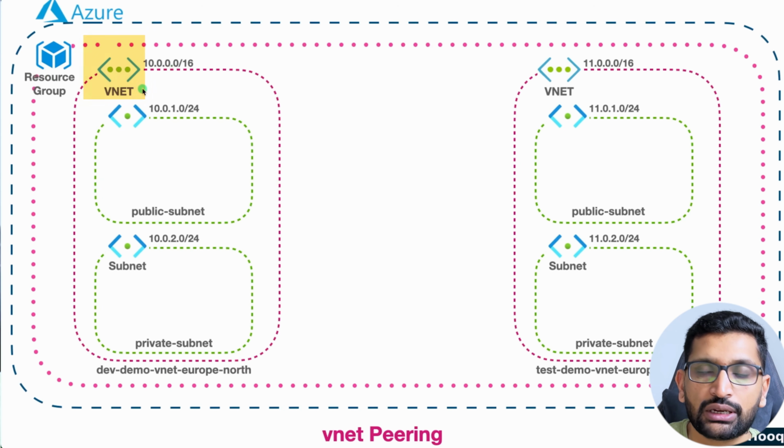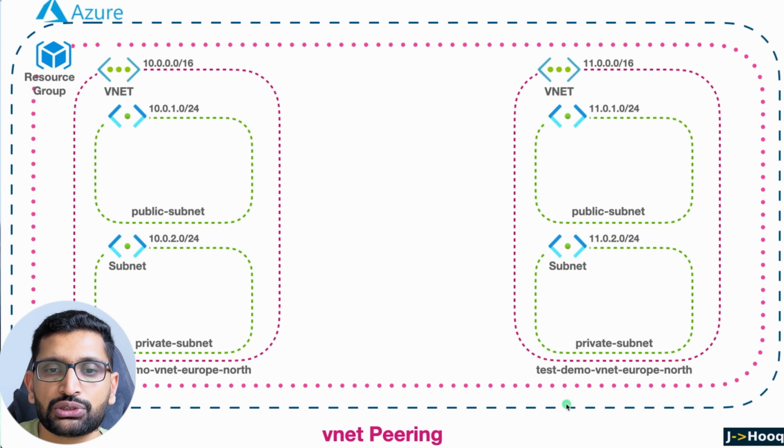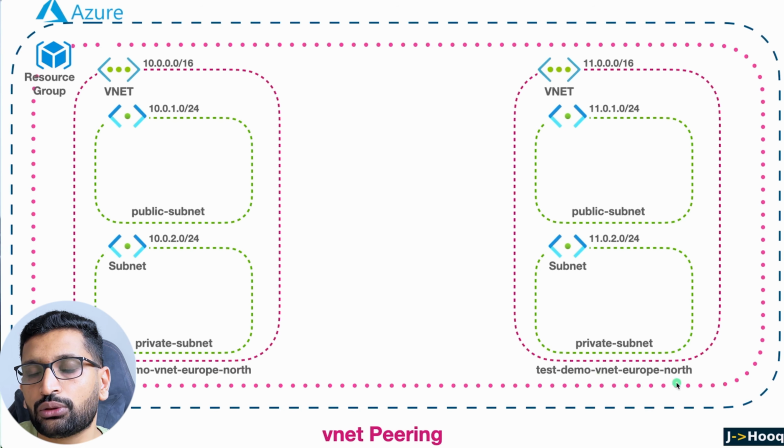On the left hand side, you can see one VNet. We are going to name it dev demo VNet Europe North, because I'm present in the Europe region. That's why I'm denoting it with Europe North so that I can identify it. So this is going to be our first VNet. The second VNet we are going to create on the right hand side, which is going to be named test demo VNet Europe North.